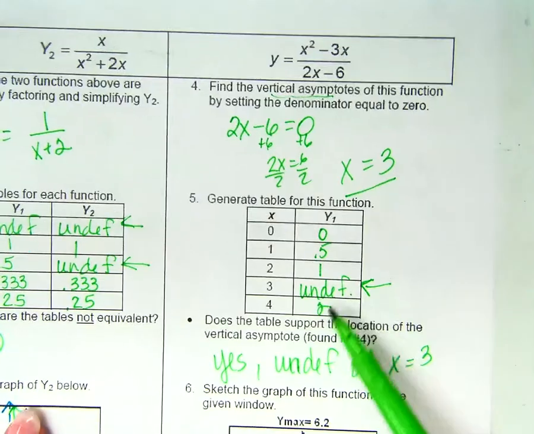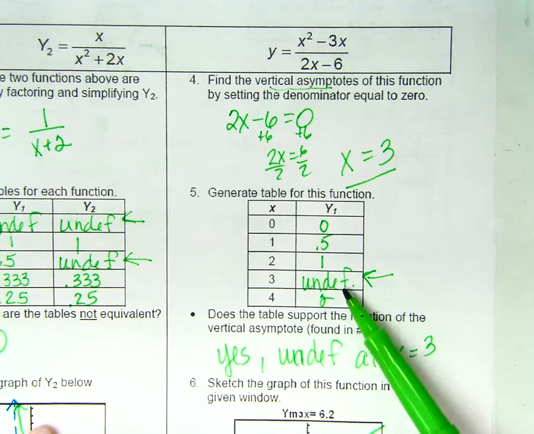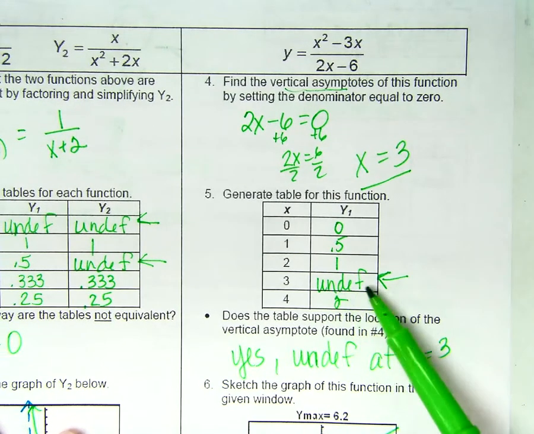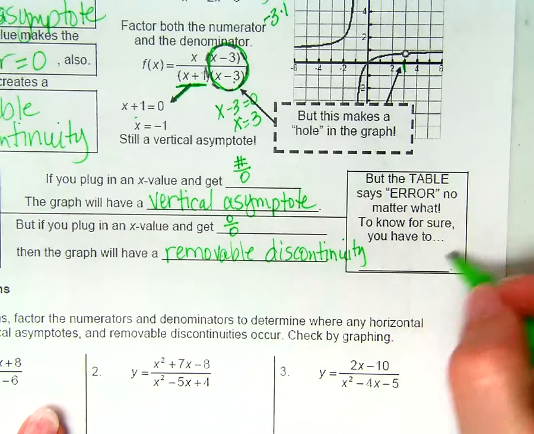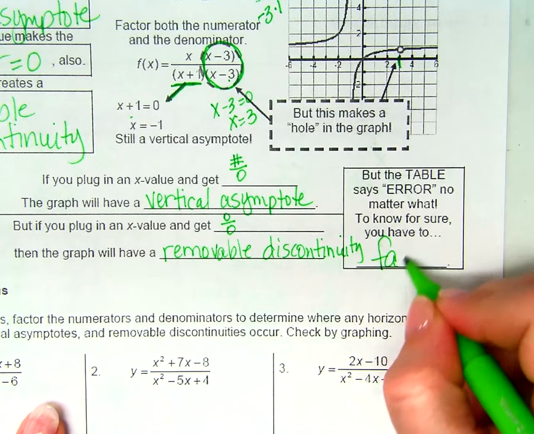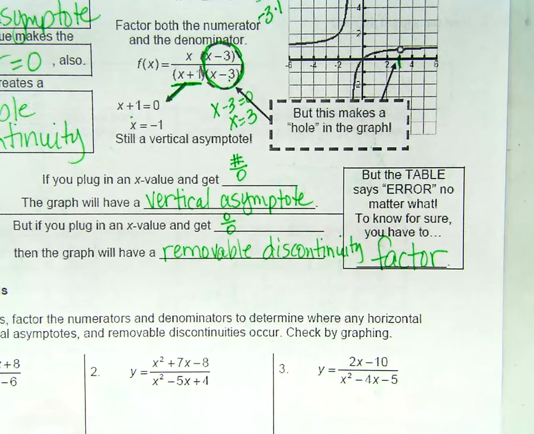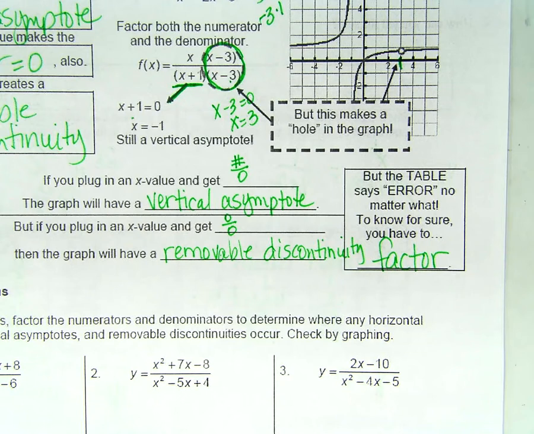But no matter what, we figured out back on the front of this page, no matter what is it going to say for the y value? It's going to say undefined no matter what. So what do we have to do to know for sure? We've got to factor. Okay? We've got to factor to know for sure.